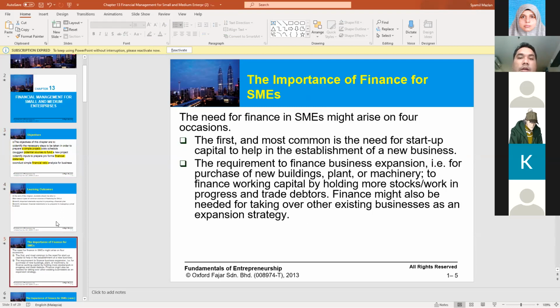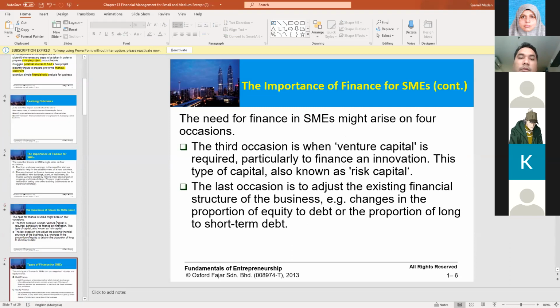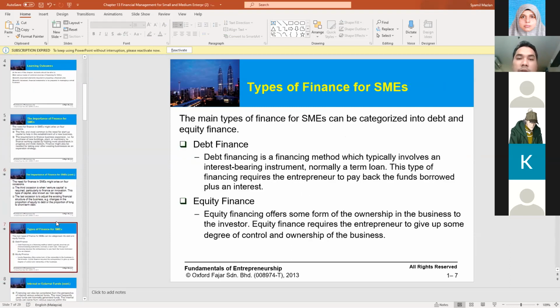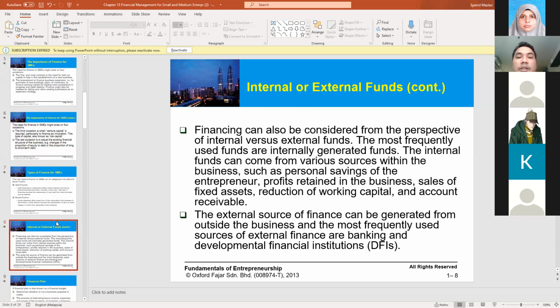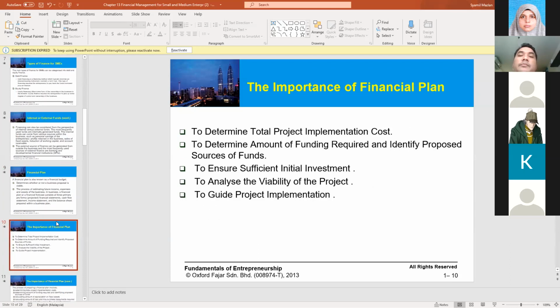The need of finance, the importance of finance for SMEs, and the types of main finance source, like debt and equity finance. I've covered this before. Internal or external fund, and the financial plan. Remember that when you want to make a financial plan, you must have a cash flow projection, an income statement, and a balance sheet. Why is this important? Because it determines the total project implementation cost.